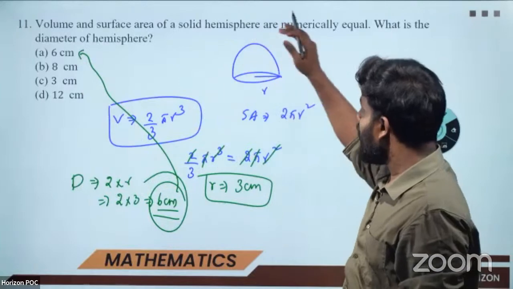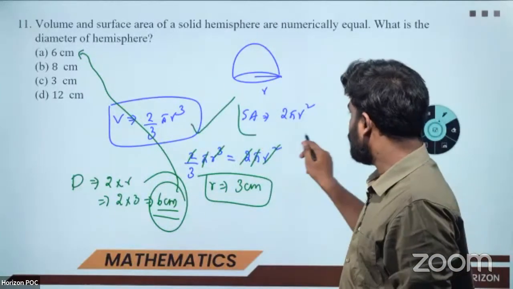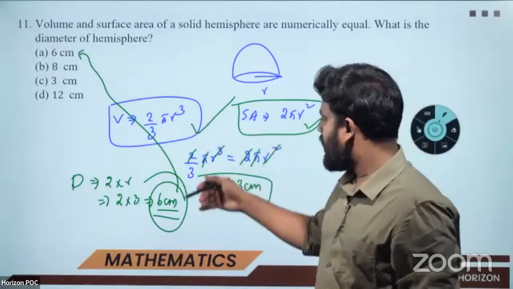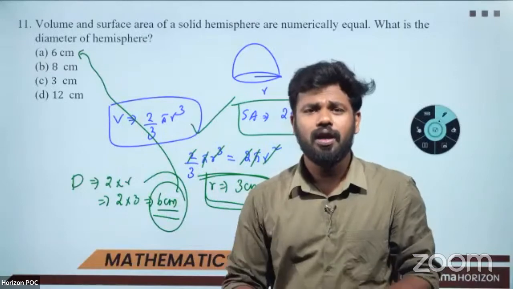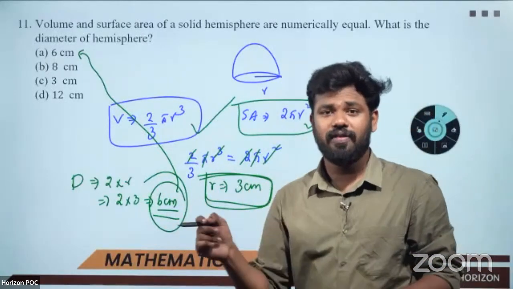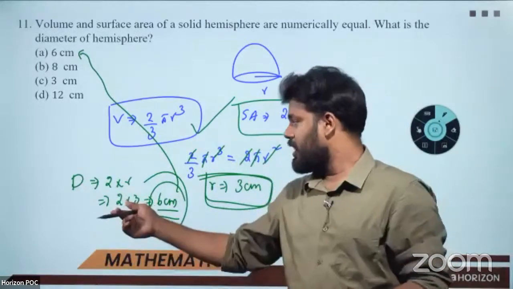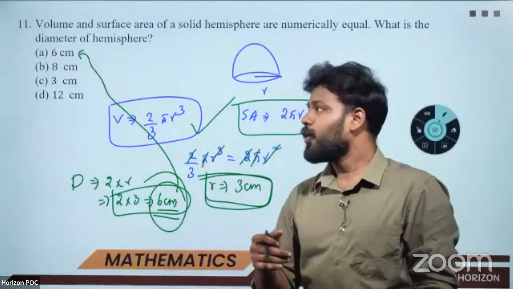So that is given there. Volume and surface area are numerically equal. So I wrote the formula for volume. I wrote the formula for surface area. And from that, I got this R. Yes, I equated those two. They are equal. I equated those two and got the value of R. They are not asking me the value of R. They are asking me the value of the diameter. So take the double of it. 6 centimeters will be the final answer for that particular question. Okay.